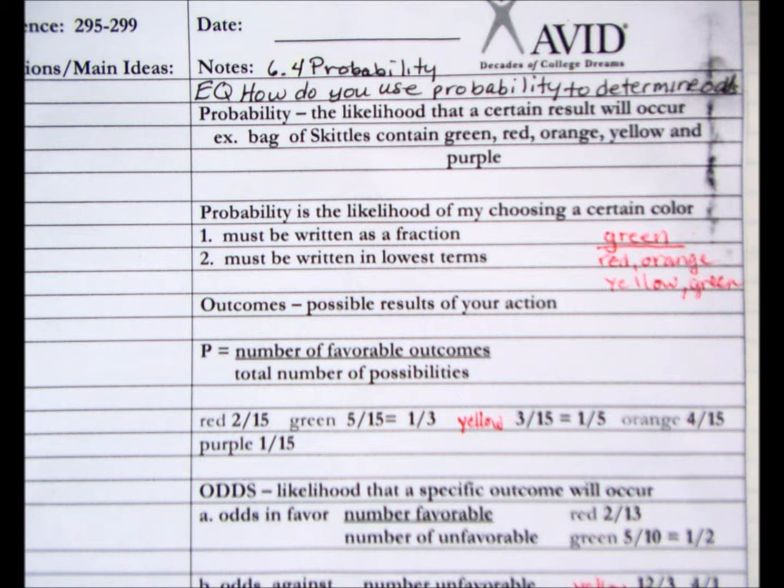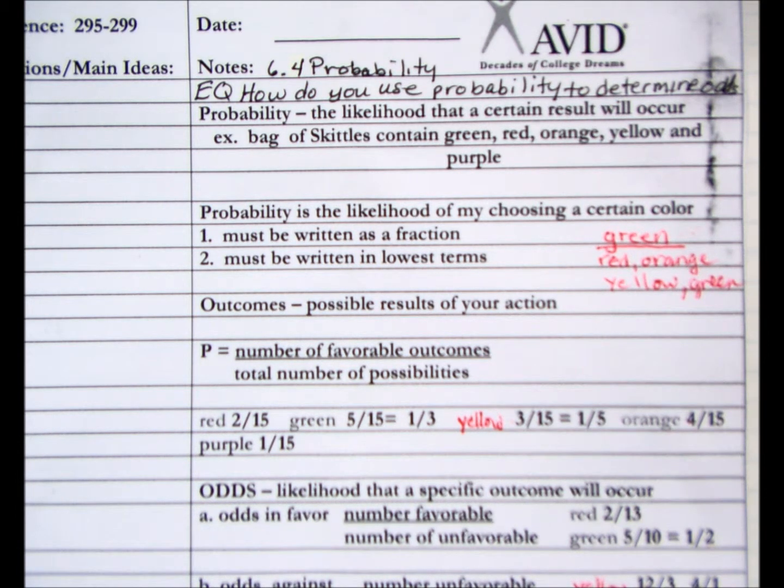All right, this is section 6.4 on probability. And our essential question for this one is, how do you use probability to determine odds?